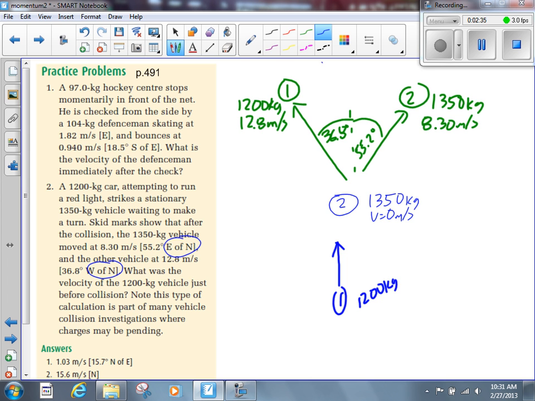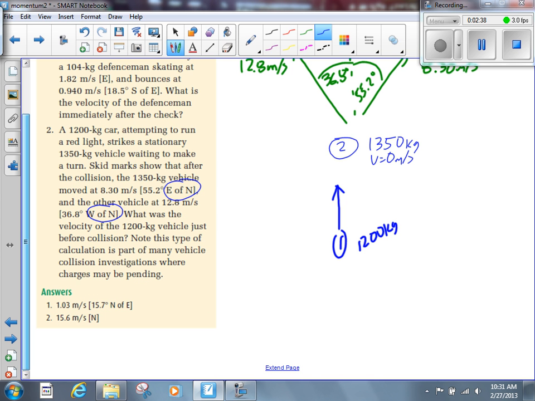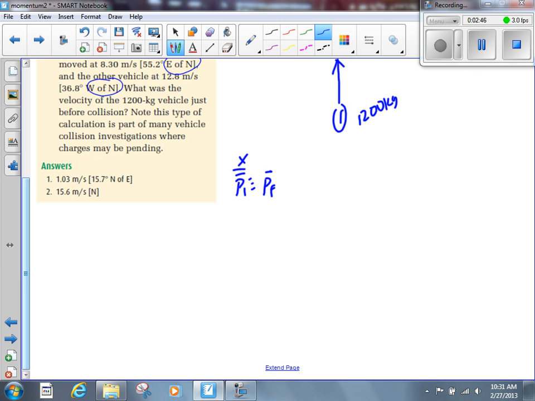So let's do what we do. Let's break it up into components. The x component, we're going to say pi is equal to pf. How many objects do we have before this collision takes place? We got 2. We don't know which way the first one is going. We don't know what its velocity is, but we do know that we have 2 objects before this collision takes place. So we're going to have 2 terms, m1 v1i plus m2 v2i. After the collision, we also have 2 objects, so we're going to say m1 v1f plus m2 v2f.